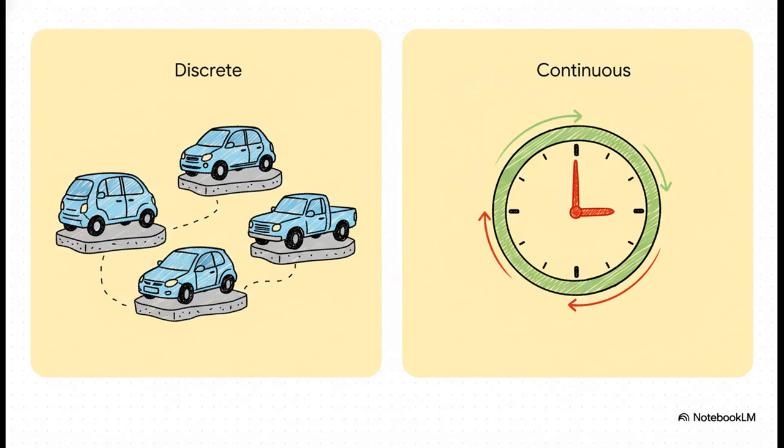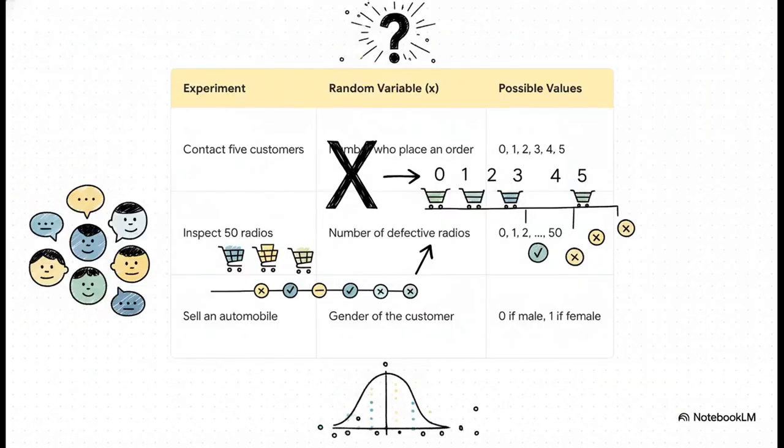Now, there are two main flavors of these things. For what we're doing today, we're really going to focus on discrete random variables. These are things you can count, like the number of cars you sell. You can sell 0 or 1 or 2, but you can't sell like 1.57 cars. The other kind, continuous variables, are things you measure, like time or weight, that can be any value in a range.